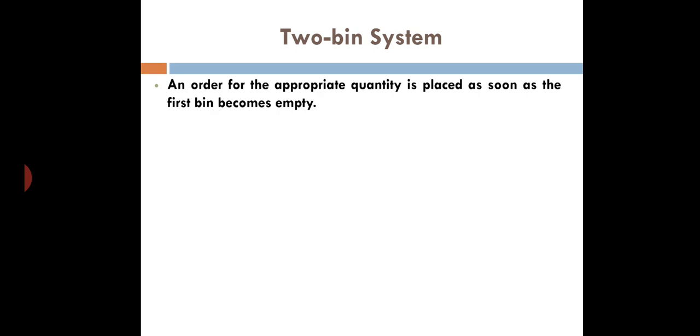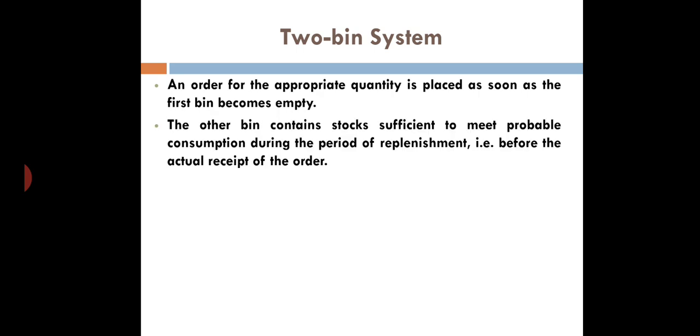So coming to the 2-bin system, it's very simple. Like you are having 2 bins or baskets. Say for example, you'll be having sufficient stock in the bin. Say both the bins will be full at the first time. You will be consuming that particular resource from a single bin, and once that one bin is completely empty, you will go for the next order. So that is the concept of the 2-bin system.